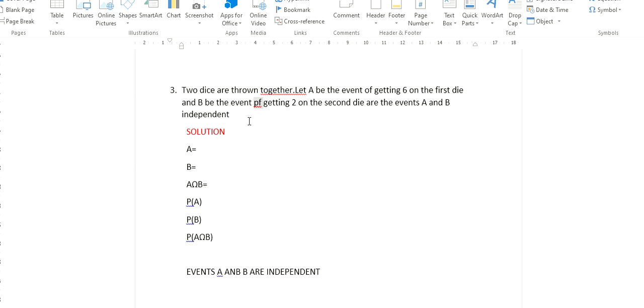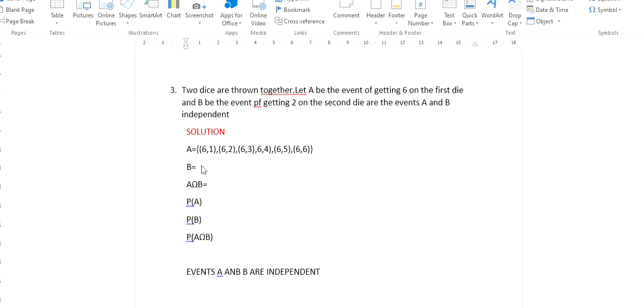So first let us define what is the event A. When 2 dice are thrown, remember 2 dice means 36 combinations will come. So first die will be 6: 6, 1 you have to write. Next you have to write 6, 2. So like that, keep on writing. Okay, I have written 6, 1, 6, 2, 6, 3, 6, 4, 6, 5 and 6, 6.